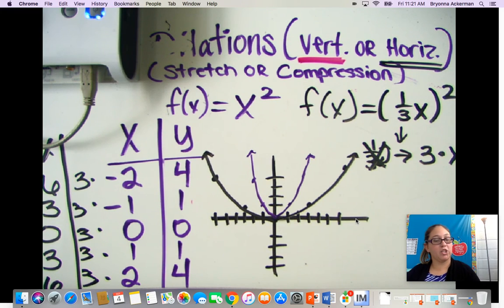And then dilations are a multiplication of either a fraction or a whole number. Translations are an addition or a subtraction. Okay, so now the next video, we're going to combine multiple transformations into one.